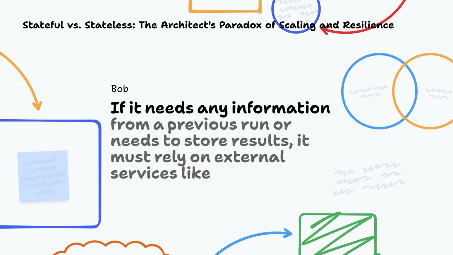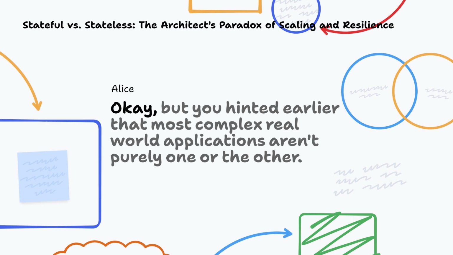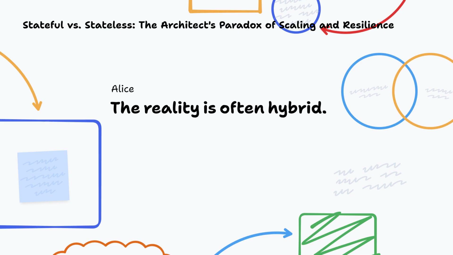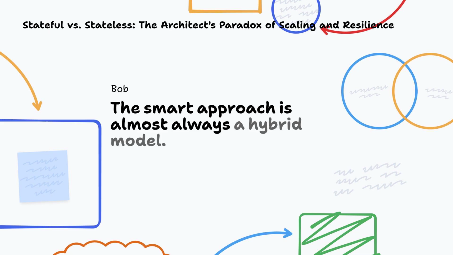If it needs any information from a previous run or needs to store results, it must rely on external services, like calling an API, reading from or writing to a database like DynamoDB, or using object storage like S3. Okay. But you hinted earlier that most complex real-world applications aren't purely one or the other. The reality is often hybrid. Oh, absolutely. It's very rare for a large, complex application to be entirely stateful or entirely stateless across the board. The smart approach is almost always a hybrid model.